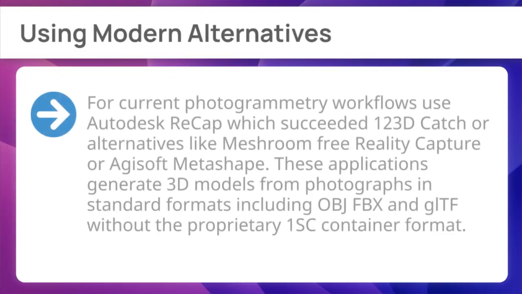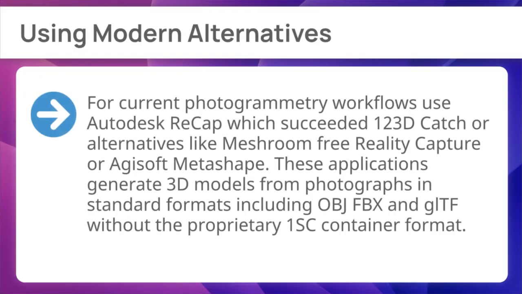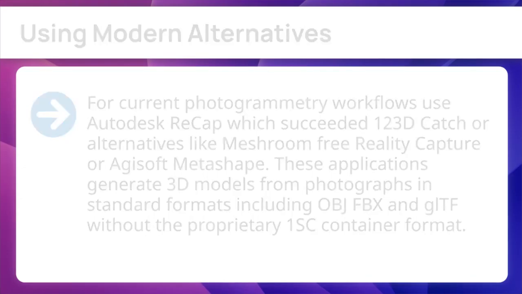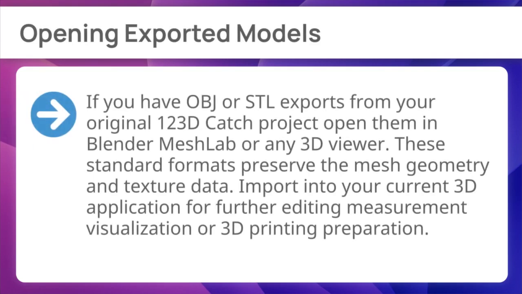Next, using modern alternatives. For current photogrammetry workflows, use Autodesk ReCap, which succeeded 123D Catch, or alternatives like Meshroom, Free, Reality Capture, or Agisoft Metashape. These applications generate 3D models from photographs in standard formats, including OBJ, FBX and GLTF, without the proprietary 1SC container format.